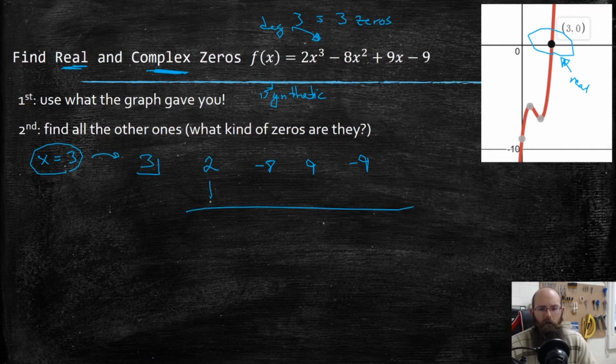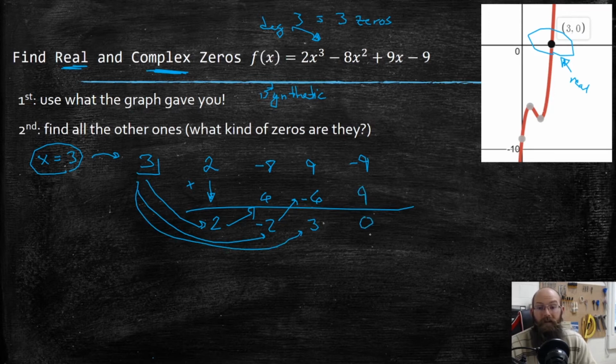So this first chunk comes down. I get a 2. 3 times this 2 gets me 6. I always add straight down, so I get a -2. 3 times my -2 gets me a -6. Add straight down, I get 3. 3 times 3 gets me 9. Add straight down, I get 0. Now I need to bring back in all my x's.